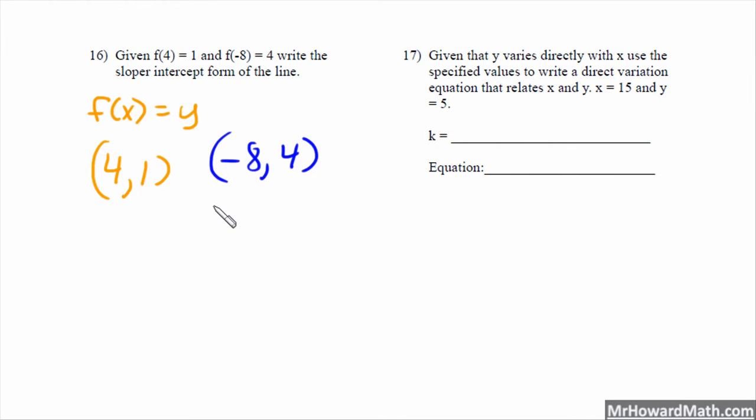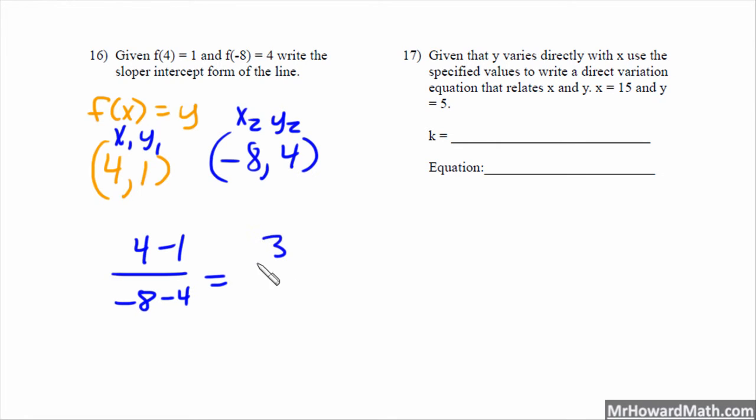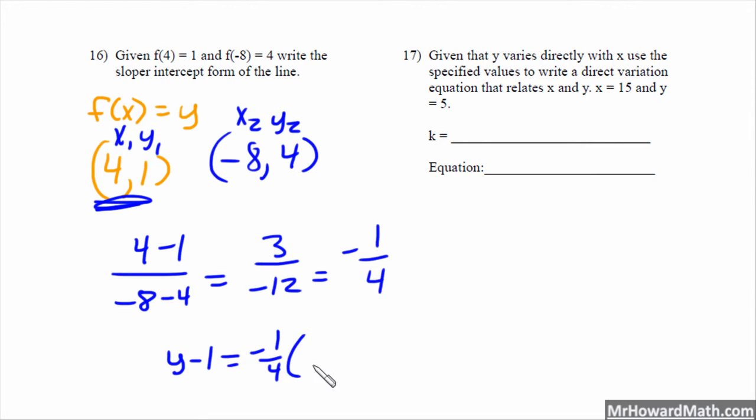So now I just have 2 points, so I'll get the slope next from those 2 points. So that would be, label them, x1, y1, x2, y2. So that would be 4 subtract 1 over negative 8 subtract 4. So 4 minus 1, 3, negative 8 minus 4, negative 12. Reduce that would be negative 1 over 4. So my slope is negative 1/4. I'll go ahead and write it using that point right there, in point slope. So y subtract 1 equals negative 1/4 times the quantity x subtract 4.